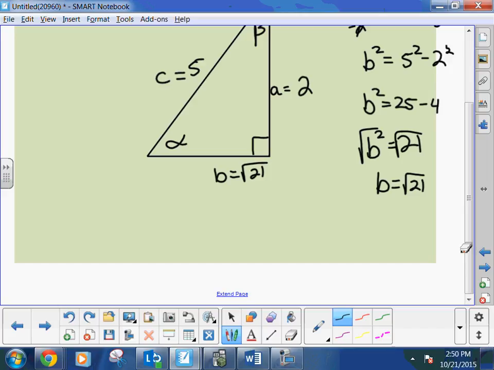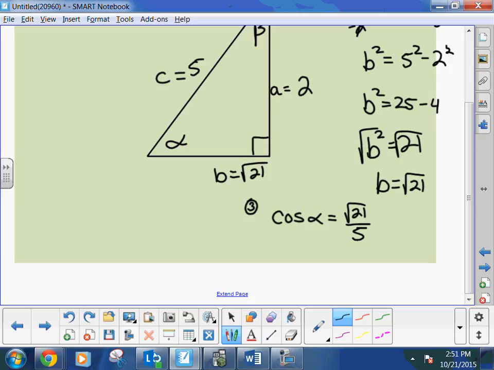Let me pick cosine, and I'll pick alpha. Since I have all the sides, I have the ability to use any trig function. I'm going to use cosine alpha. It's going to be adjacent over hypotenuse. The technique will always be the same when you're working with these.